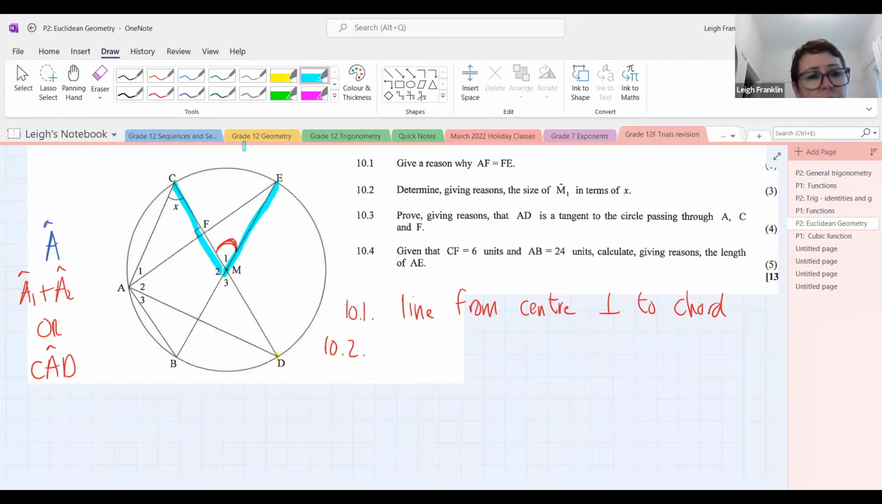Okay, then arc CE also subtends an angle at the circle, doesn't it? It subtends A1 at the circle. Can you see that? So it's not strictly speaking the bow tie, it's angle at center is twice angle at circumference. Can you guys see that? Yes. So in other words, M1 is twice as big as A1. Right. So how big is A1?